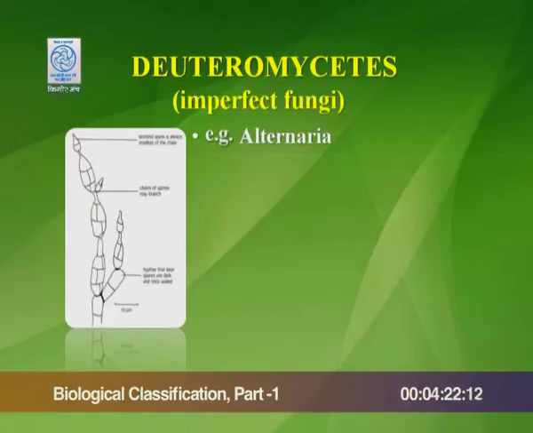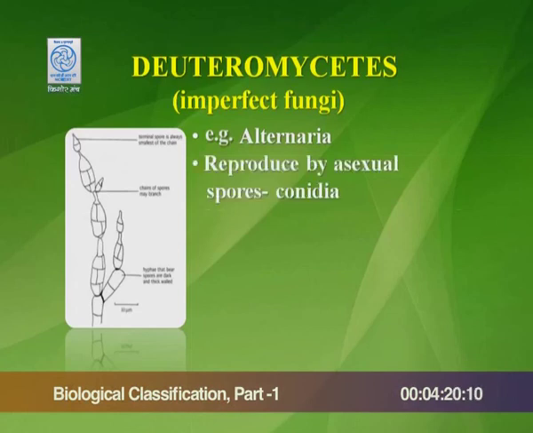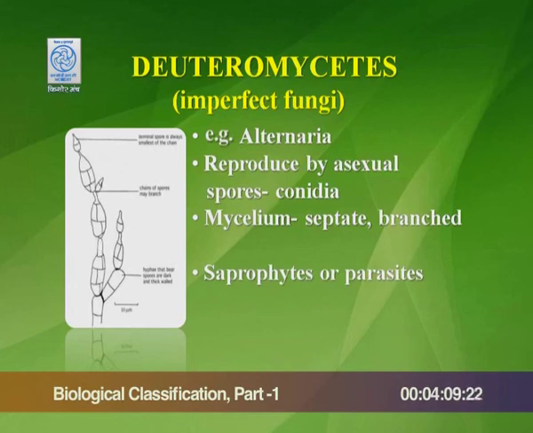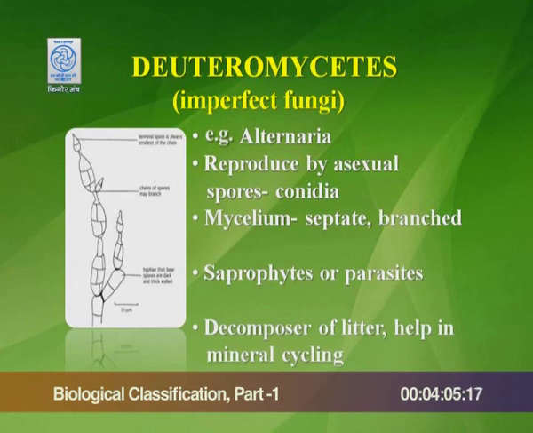Deuteromycetes: also known as imperfect fungi. Example, Alternaria. They reproduce by asexual spores called conidia. Their mycelium is septate and branched. They may be saprophytes or parasites. They are the decomposers of litter and help in mineral cycling.